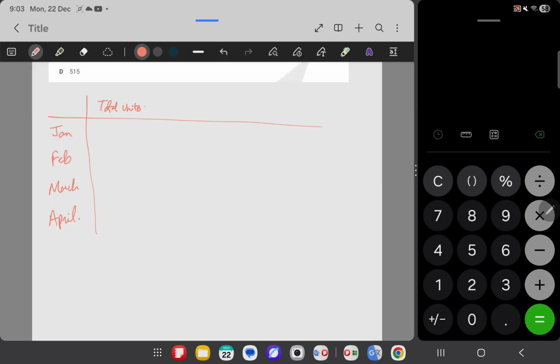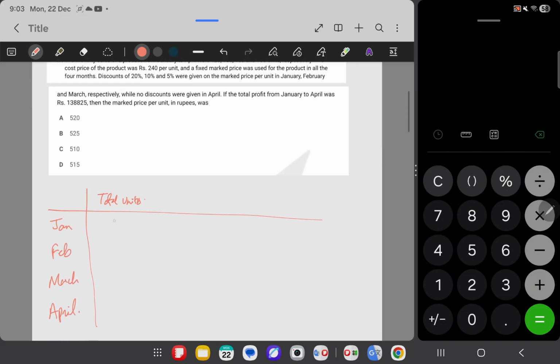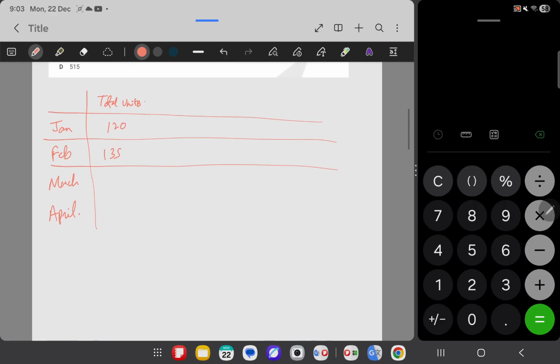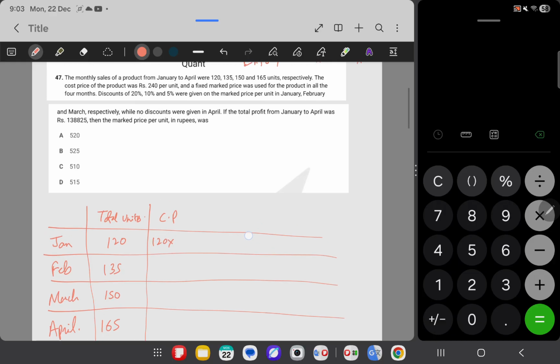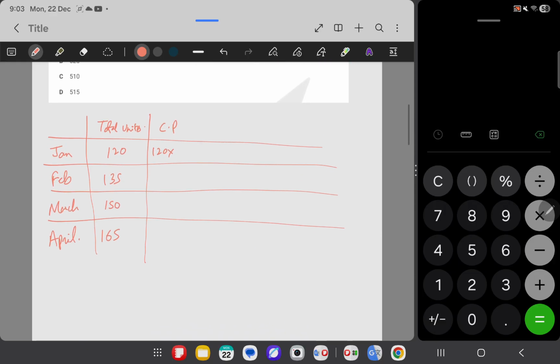And total units. So total units were 120, 135, 150 and 165. Now here we will write the cost price. So total units sold 120 and the cost price was 240 per unit. So 120 into 240, 135 into 240, 150 into 240 plus 165 into 240.